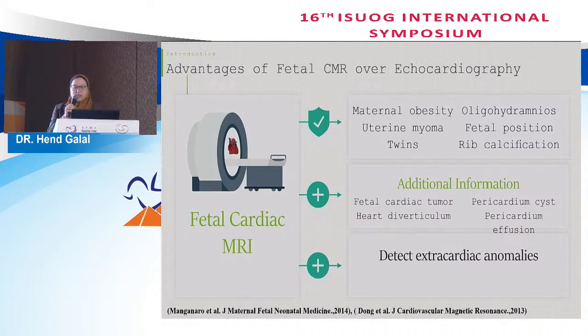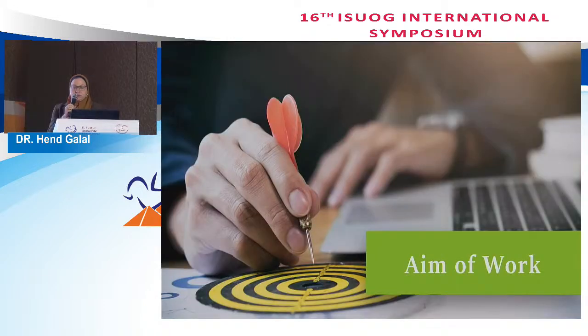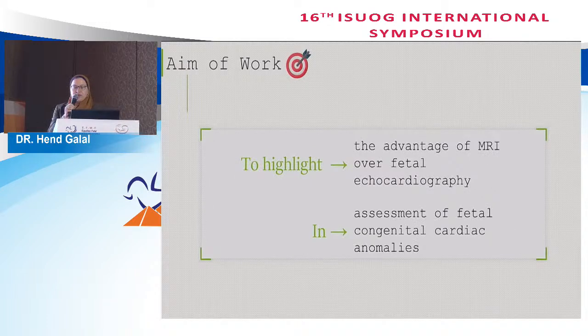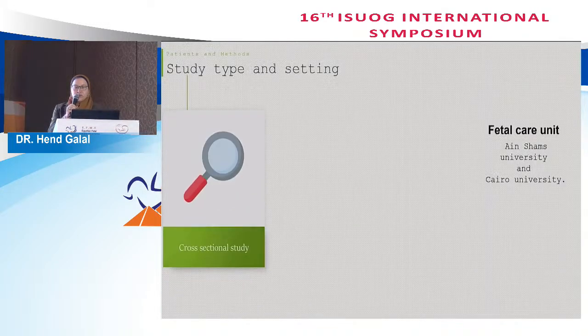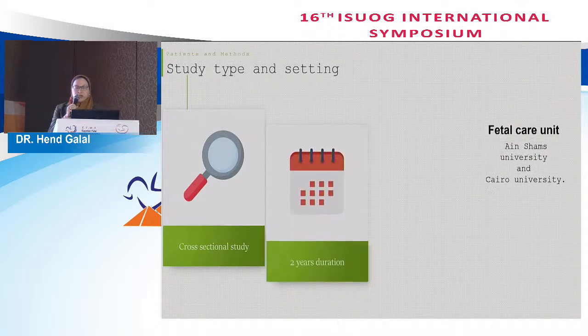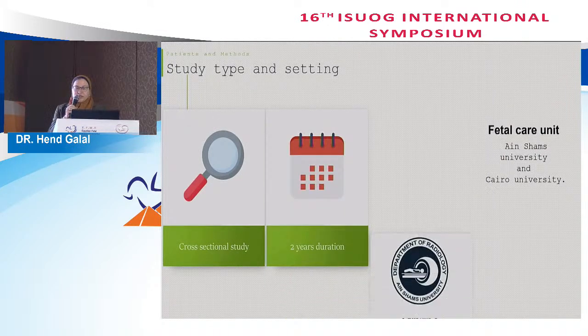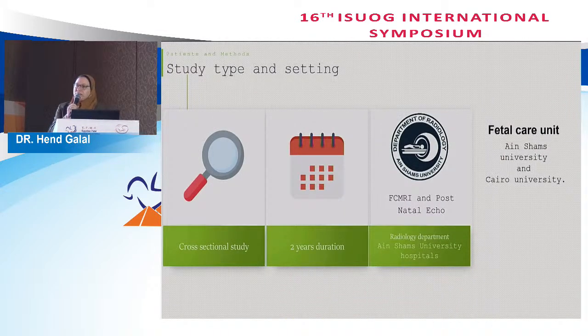Our aim of work is to highlight the advantage of MRI over fetal echocardiography in the assessment of fetal congenital cardiac abnormality. About our patients and methods, it was a cross-sectional study of 2 years duration. All the fetal cardiac MRI and postnatal echo were done in the radiology department at Ain Shams University.